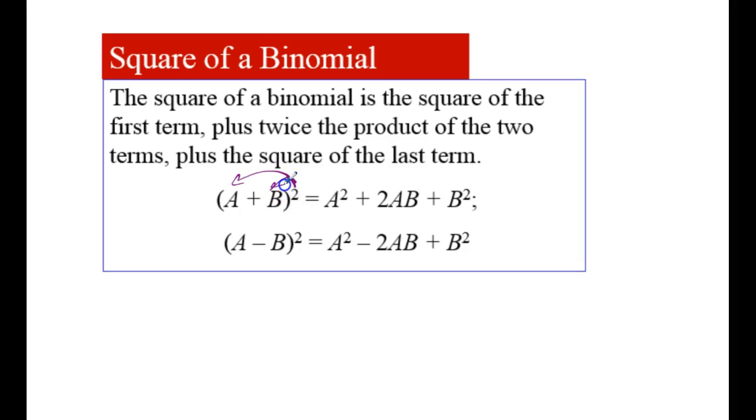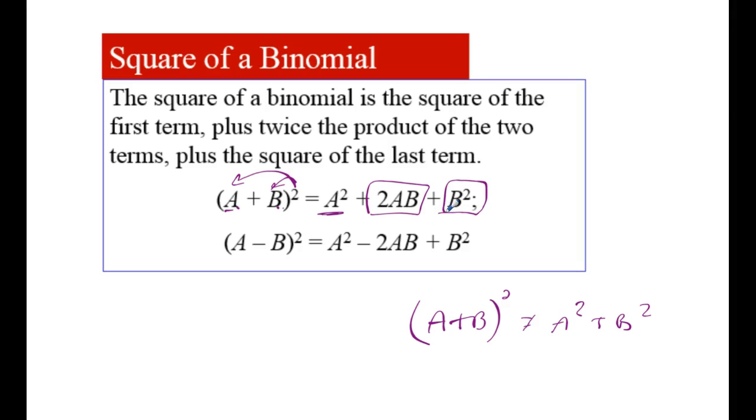The danger here is students always want to try to distribute, so be careful here what not to do. If I have a quantity that's being squared, you cannot say that that's a squared plus b squared. In fact, there's a rule. You square the first, it's twice the product of the bases, and then square the last. So I'll give you some examples.